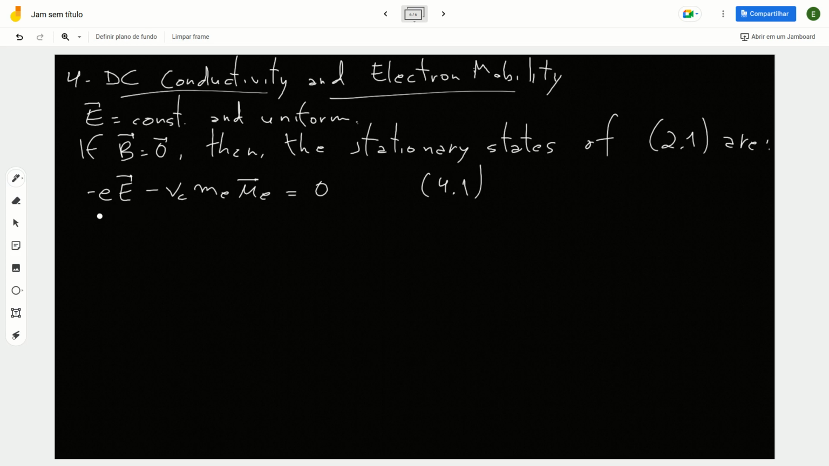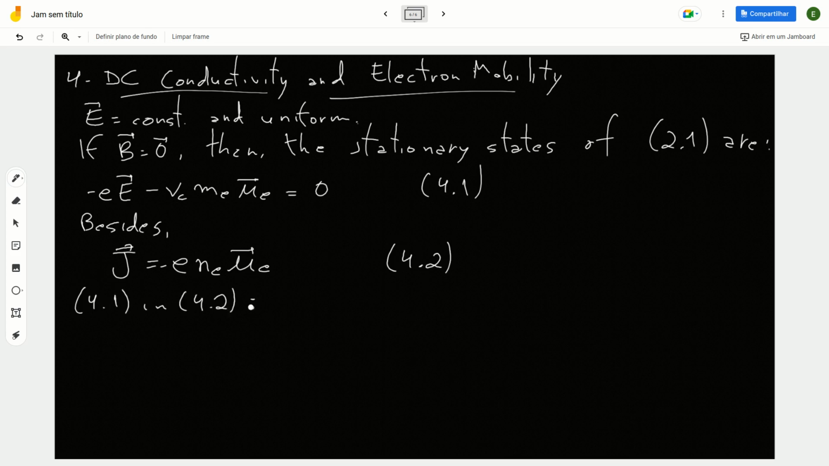By definition, we know that the electron current density J is equal to minus the electron charge density times the electron average velocity. This is the definition of J. Using 4.1 in 4.2, we get J equal to, with minus and minus, plus e square nE E over nu mE. I just solved for the electron velocity and then substituted it here to get this expression.